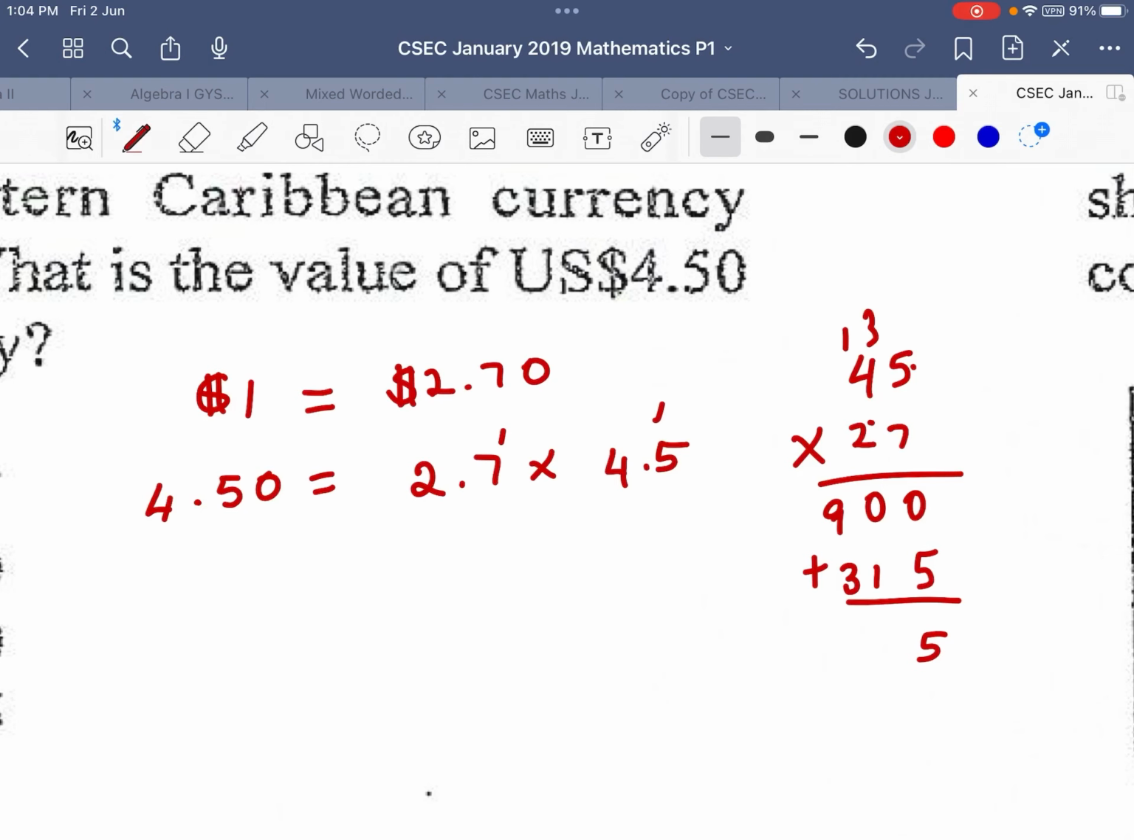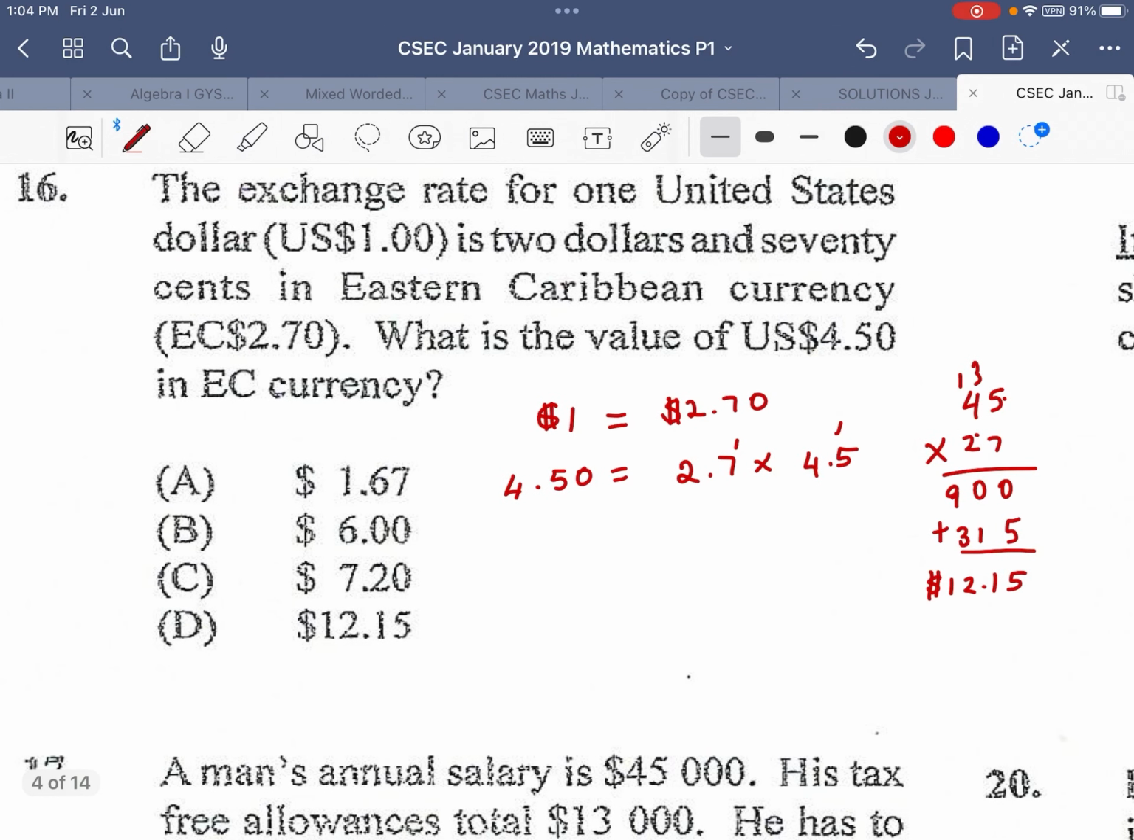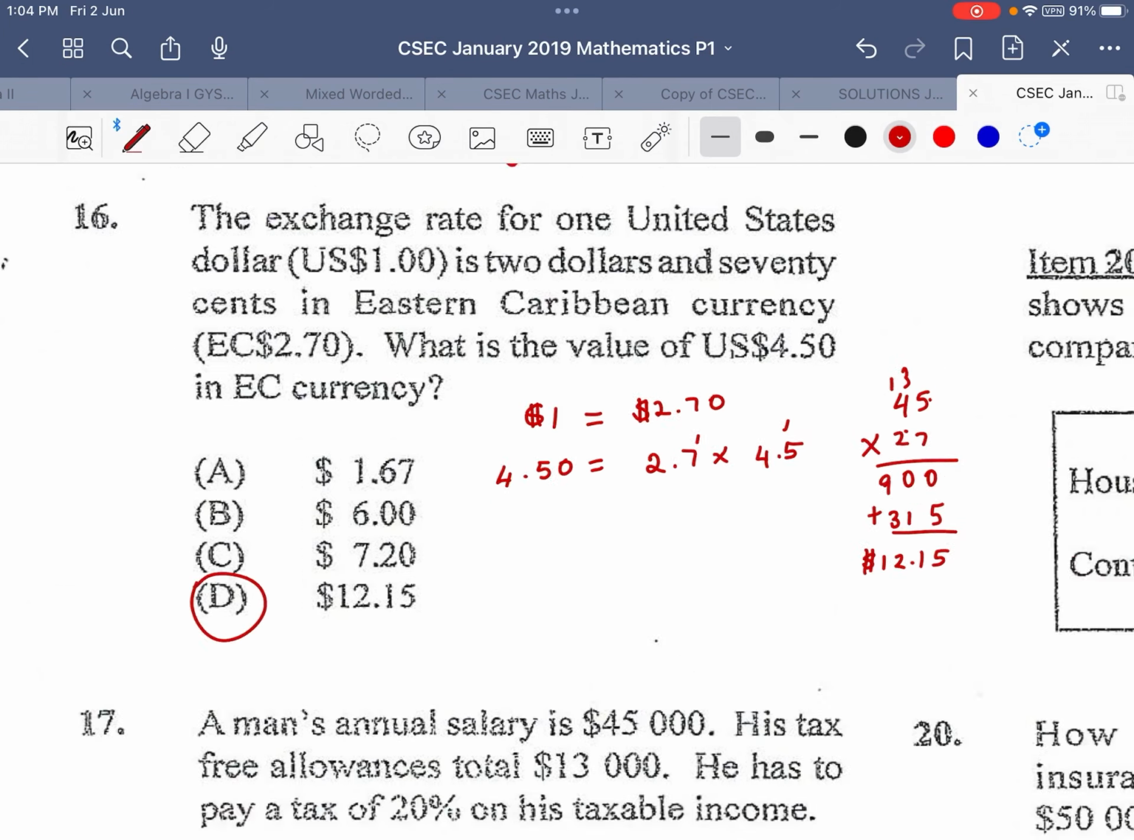Add these two. So your final answer should be 1215. Right, I add back the decimal point 2 places so that the number has 2 places. And yes, my final answer is $12.15.